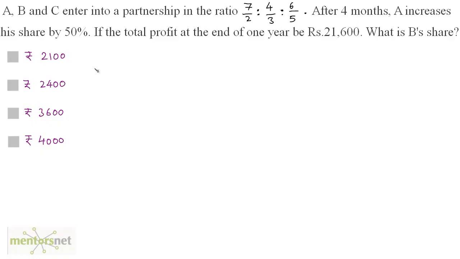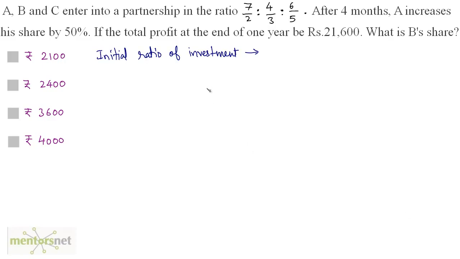A, B and C enter into a partnership in the ratio of 7 by 2 is to 4 by 3 is to 6 by 5. After 4 months, A increases his share by 50%. If the total profit at the end of 1 year be 21,600, what is B's share?